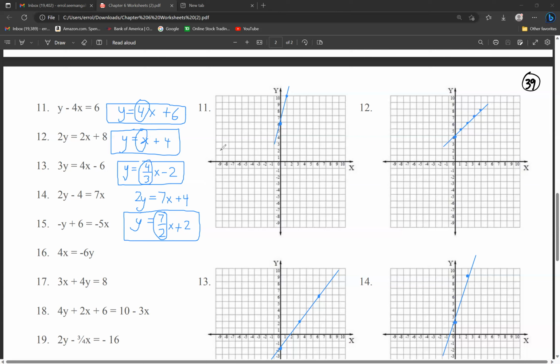If the slopes were negative, they would go down to the right. Sorry, I drew it wrong. They would look like this, down to the right, right? That would be a negative slope. But we have positive slopes.